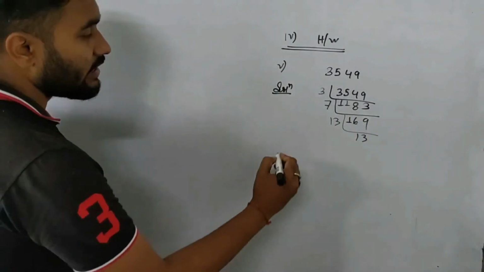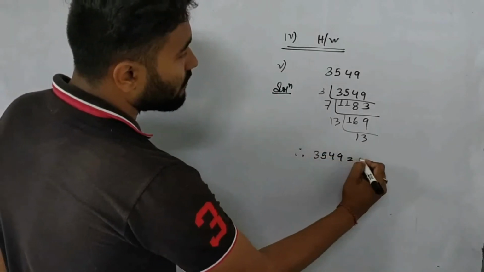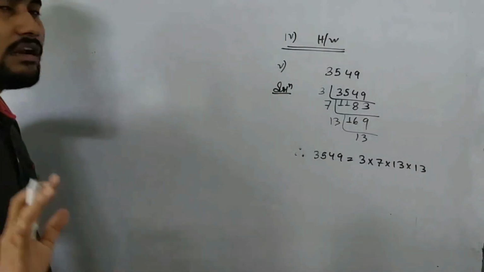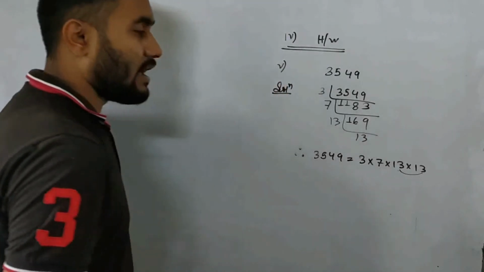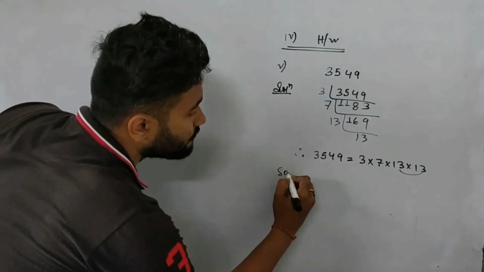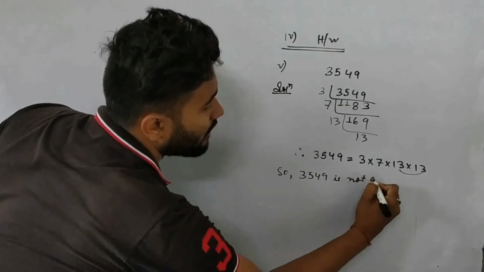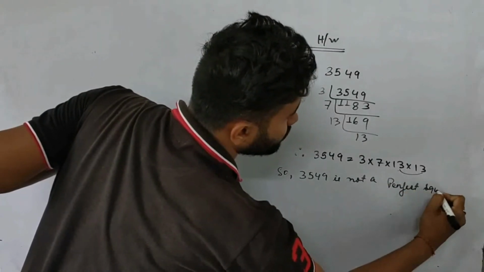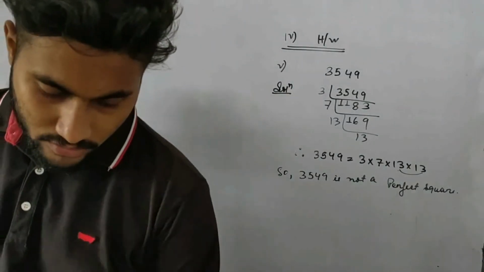13 13 is 169. So therefore 3549 will be equal to 3 into 7 into 13 into 13. Done. Now you see this 13 is in a pair. 3 is single, 7 is single. So 3549 is not a perfect square. Question number 5 done.